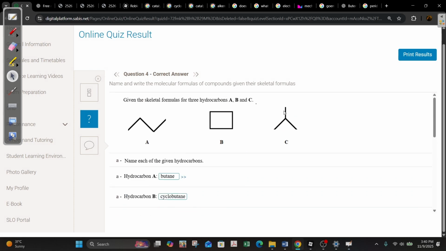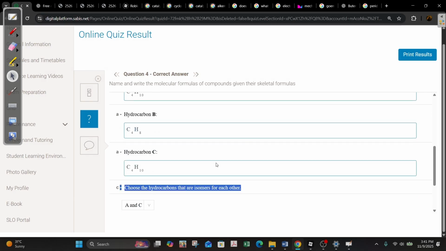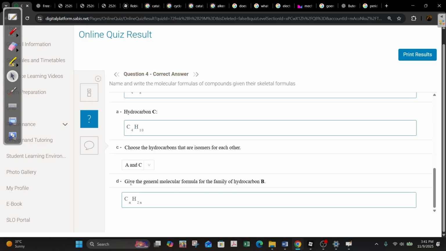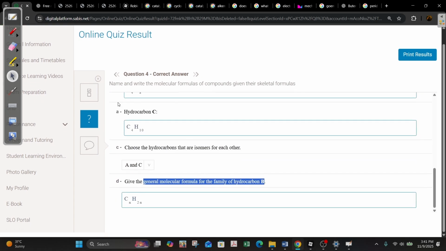Hydrocarbon C. You can just count the amount of carbon. So it's 1, 2, 3, 4. How many hydrogens? There's 3 hydrogen there, 3 hydrogen there, 3 hydrogen there. 1, 2, 3. There's one more hydrogen here. 3, 6, 9, and there's 10. So it's gonna be C4H10. The hydrocarbons that are isomers are A and C. They have the same, what's it called? I think it's molecular formula. Yeah. The general molecular formula for cycloalkanes is gonna be CnH2n. Okay, that's easy. Next.